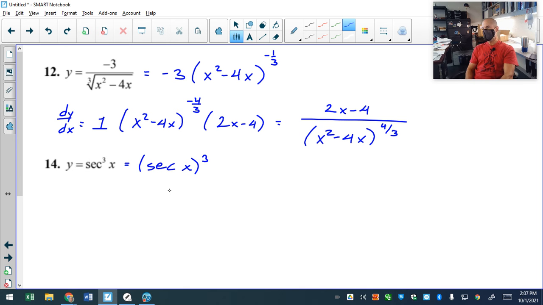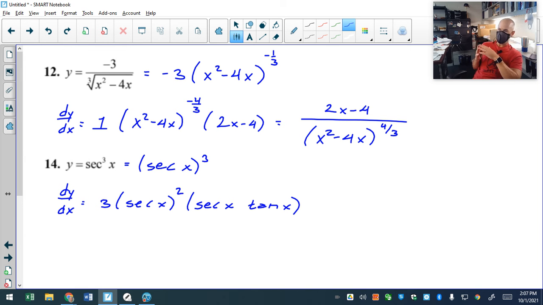Now we have a clear inside that we will leave alone. We'll bring the 3 down. Leave the secant x alone, to the second power. So I bring the 3 down, I subtract, do not touch the inside. Now we will multiply by the derivative of secant, which is secant x tangent x. Secant squared is the derivative of tangent. And you're done.